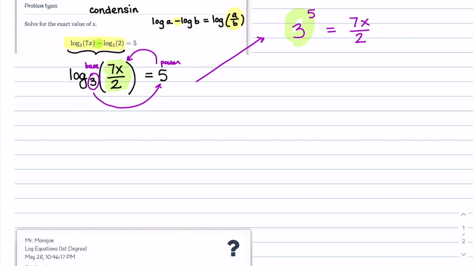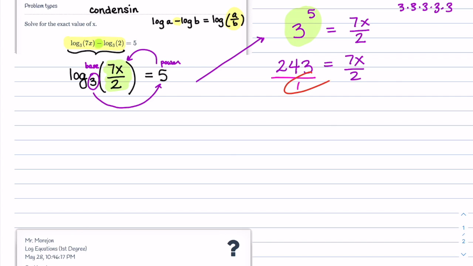So a great place to start would be simplifying this numerical expression. So 3 times 3 times 3 times 3 times 3. I believe that is 9 times 9, 81. 81 times 3, so 243 equals 7x over 2. Remember, whenever we have a number alone, we can always write that over 1.